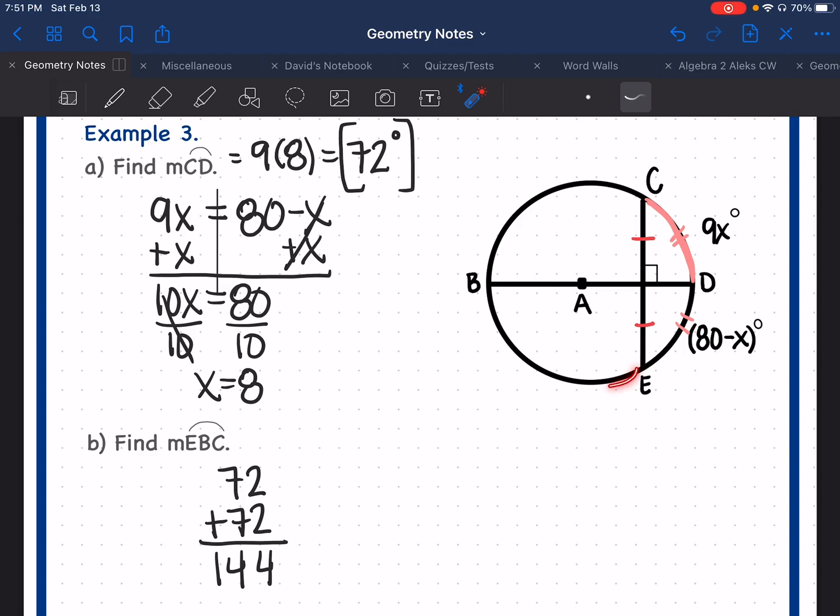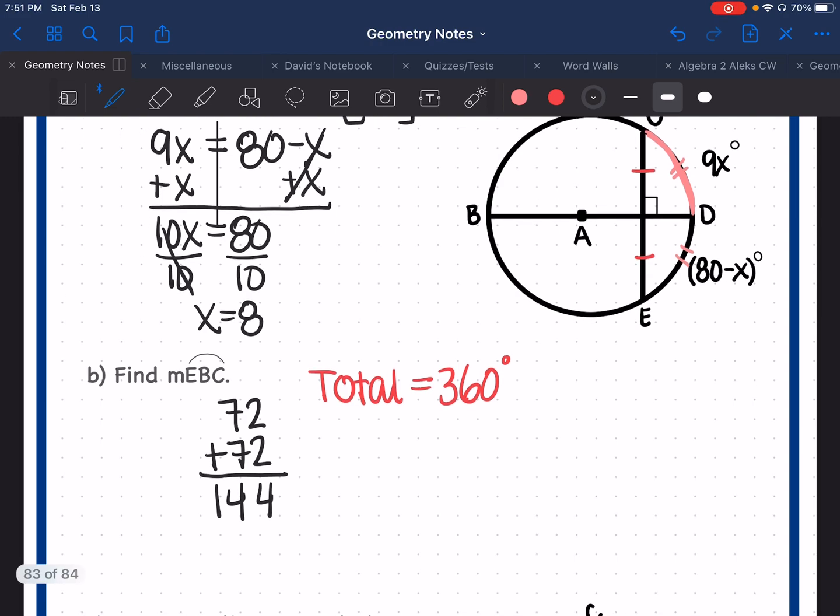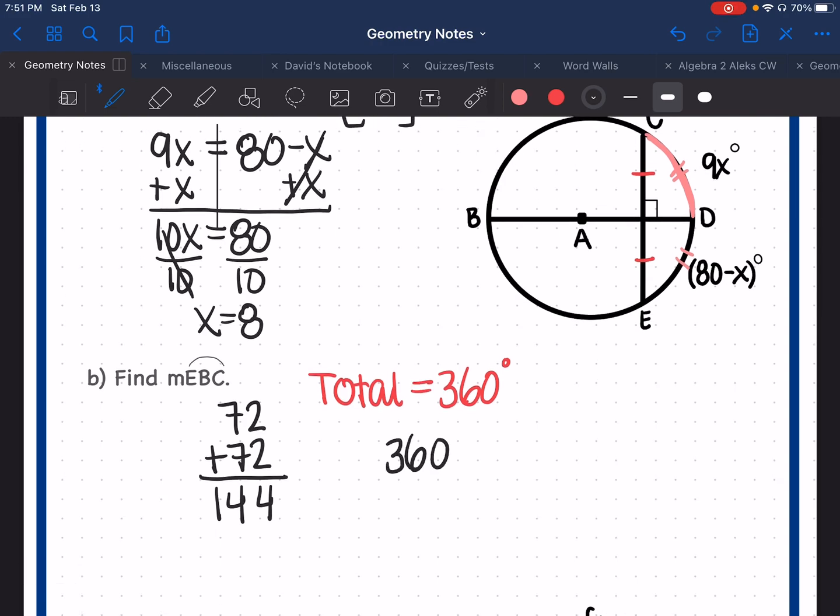They're asking me for this. EBC is this. I remember the total of my circle is going to be 360 degrees. So if I already know that this part is 144, all I have to do is subtract. So I'm going to say 360 minus 144. And that's it. That's my answer. So my answer here would be 216 degrees.